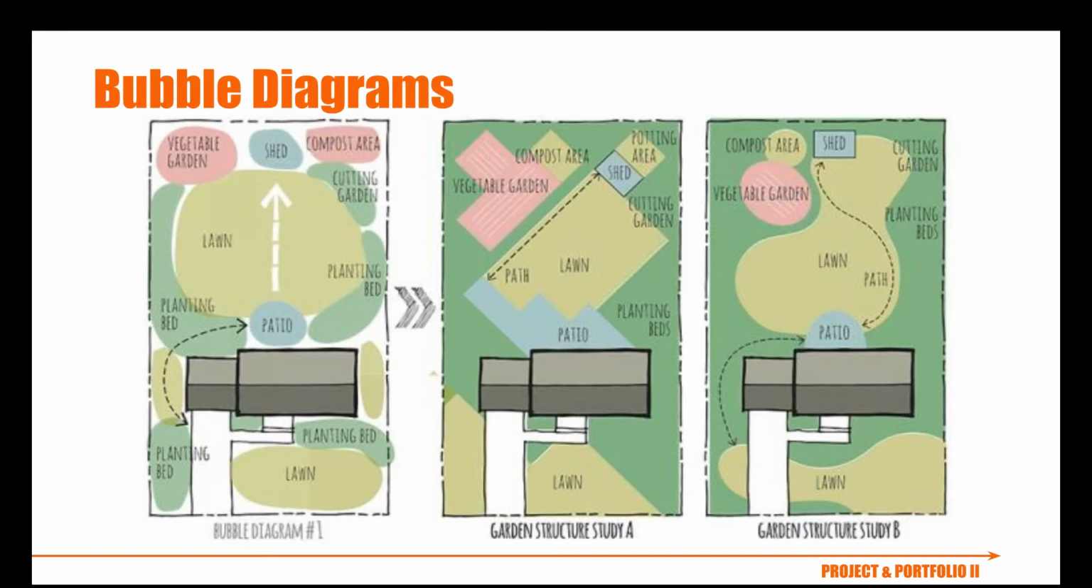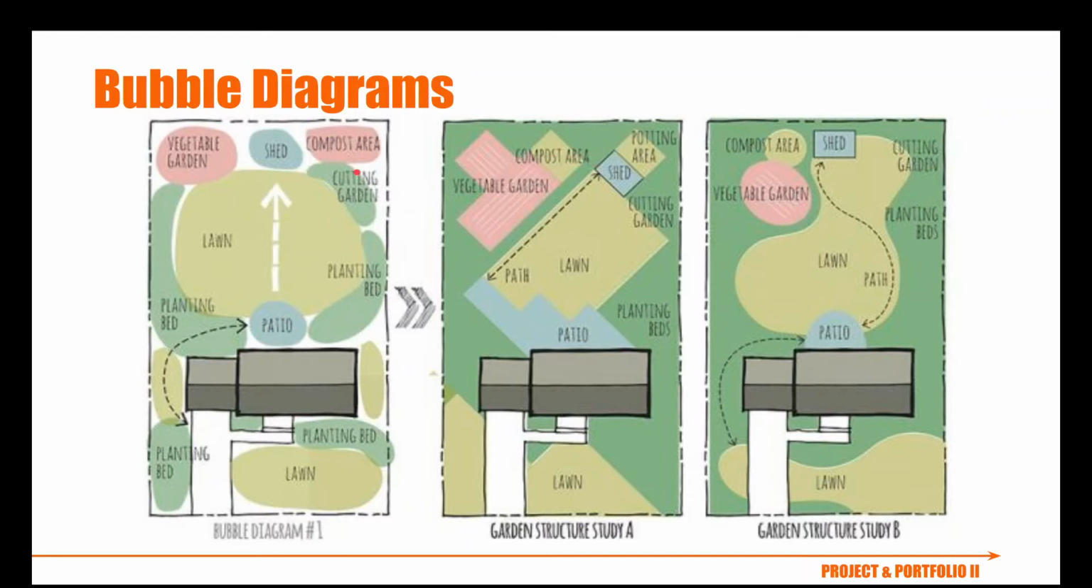Then off to the side, we have study A and study B. It looks like two different variations, where study A is using a lot of hard angles, and study B has a lot more organic curves and shapes, and really adjusting the design of the patio, right? As well as you'll see the compost area is starting to change. So you'll see the patio here is one specific shape, and now the patio over here is another specific shape. Notice how the compost area has moved from the bubble diagram.